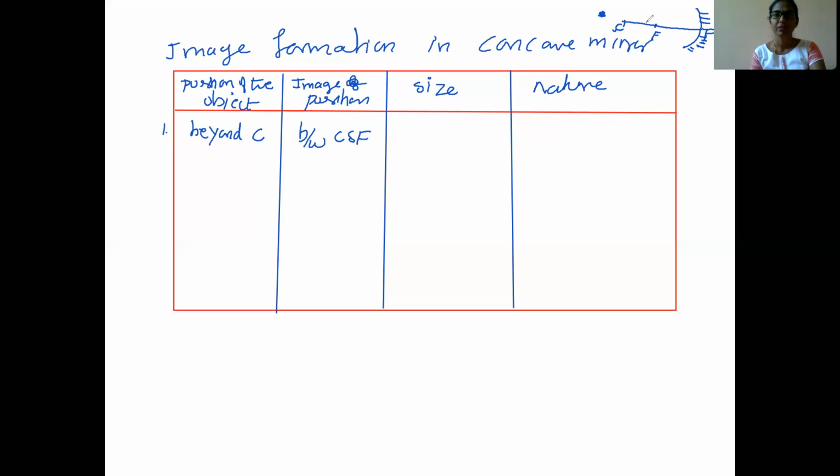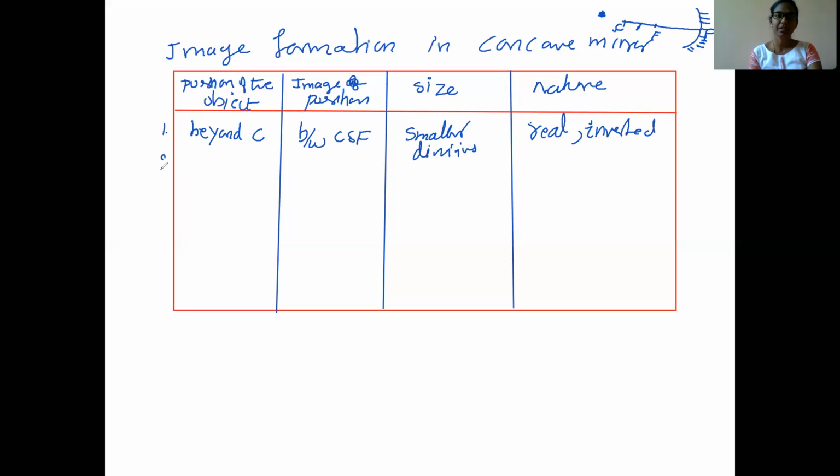Somewhere here you are going to get the image, and that image is very small in size. We can write that as smaller, or diminished in size. The nature: it will form on the same side of the mirror, as we already discussed, so it is real, and real images are always inverted. Clear? This is the nature of the image when the object is placed behind C.